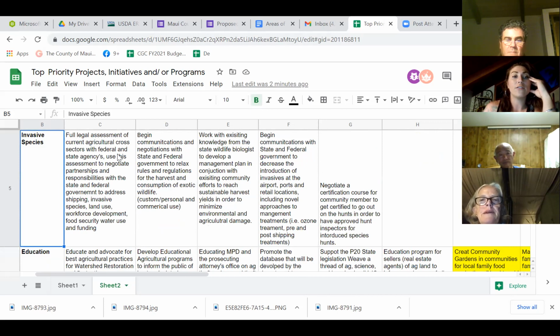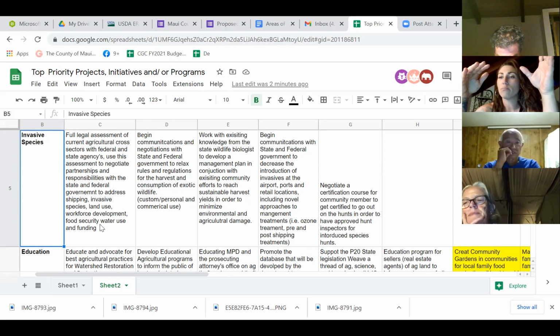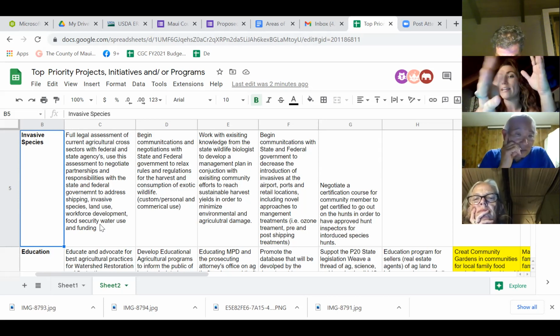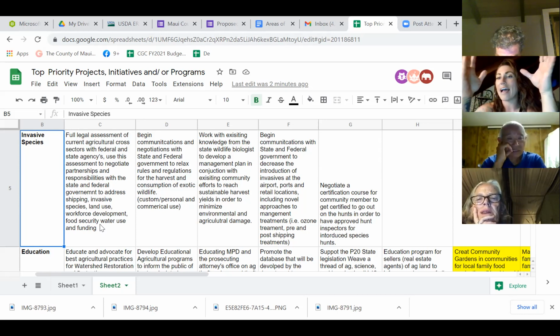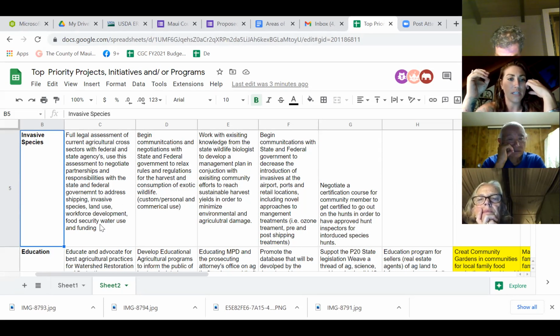So the first one was a full legal assessment of current agricultural cross sectors with the federal and state agencies. Use this assessment to negotiate partnerships and responsibilities with the state and federal government to address shipping, invasive species, land use, workforce development, food security, water use, and funding. So I think we put this under invasive species, but once we do the strategic plans, once we start putting years to this, the sections will kind of fade away and we'll be focusing on the actions in years. So I think this would probably be definitely one of the top things that we need to start out with. So we can leave it here for now. But is there any language that needs to be addressed in that?